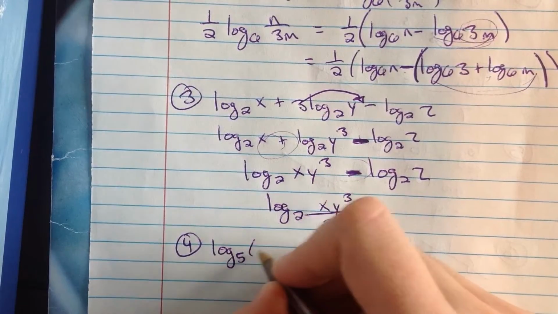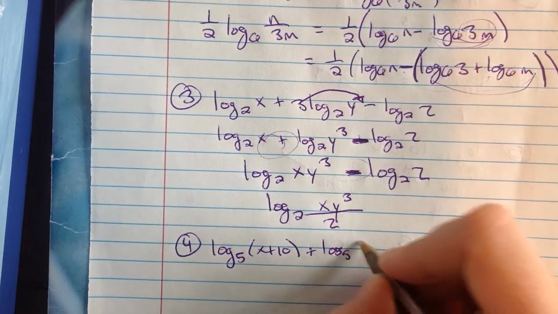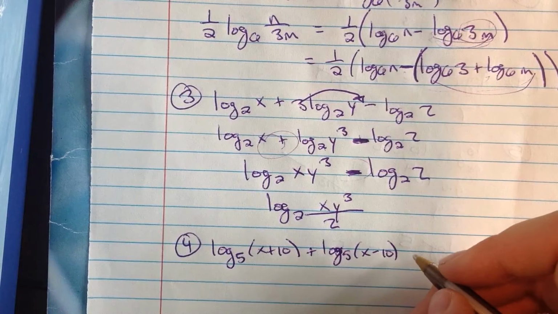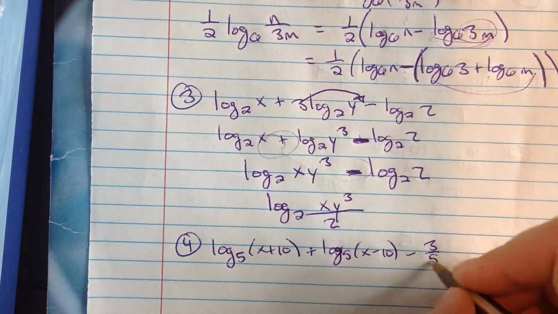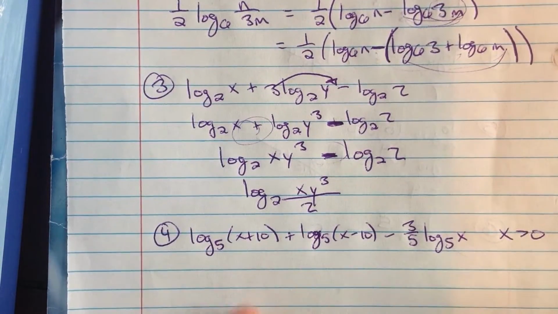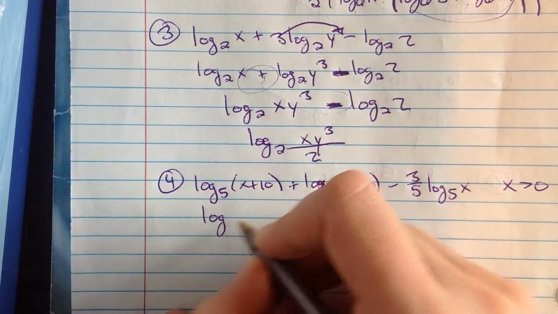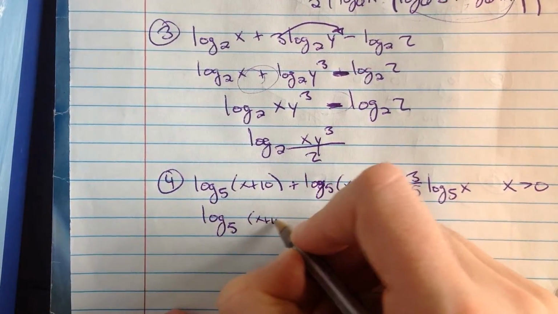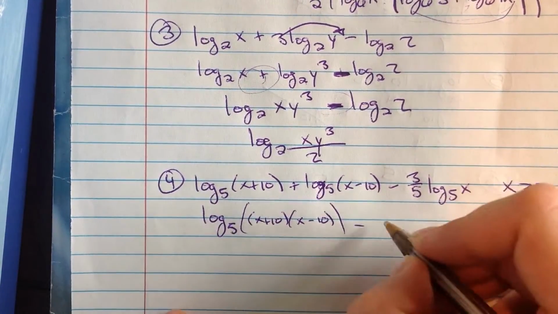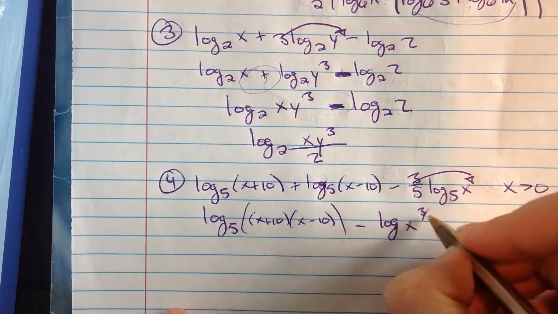Log base 5 of x plus 10 plus log base 5 of x minus 10 minus 3/5 log base 5 of x. And we're going to assume x is bigger than 0. Same base with a plus means I can stick them inside of the log being multiplied. And in the same step, I'm going to raise the 3/5 as the new power.